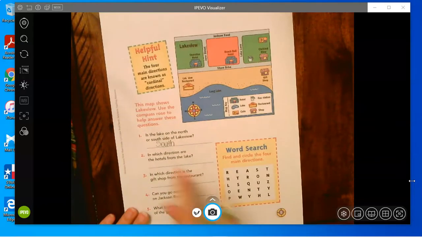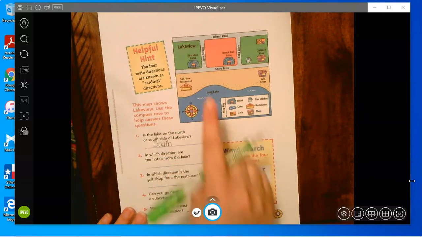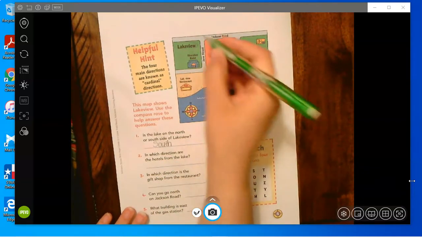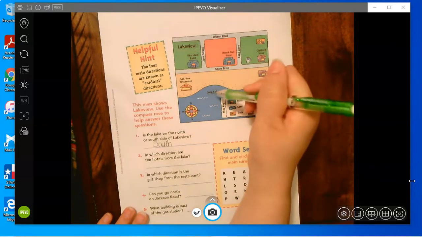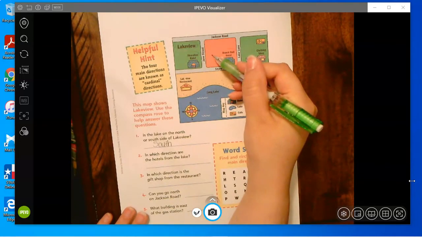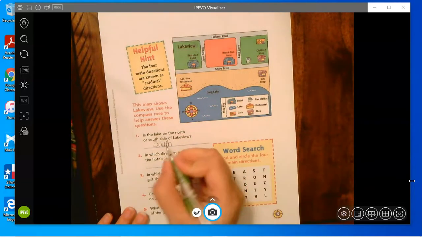Okay. In which direction are the hotels from the lake? Okay, so here's the lake. Here's the hotel. So what direction? It's right above. You're right, that would be north.